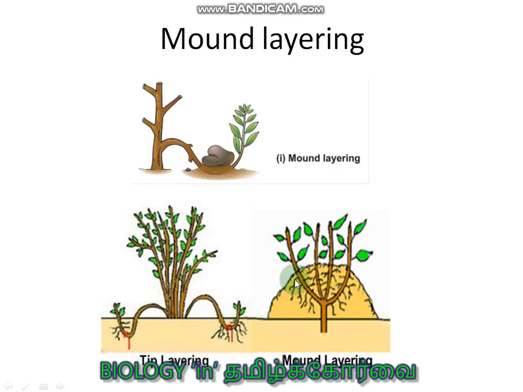Mound layering: you see, this is called a soil mound around the stem. When the stem starts producing roots, it can be cut into pieces and grown as a new plant. So it depends upon the exam that you are writing. If it is the state board exam, you can follow this as mound layering. If other exams ask, this is called tip layering, please remember it.